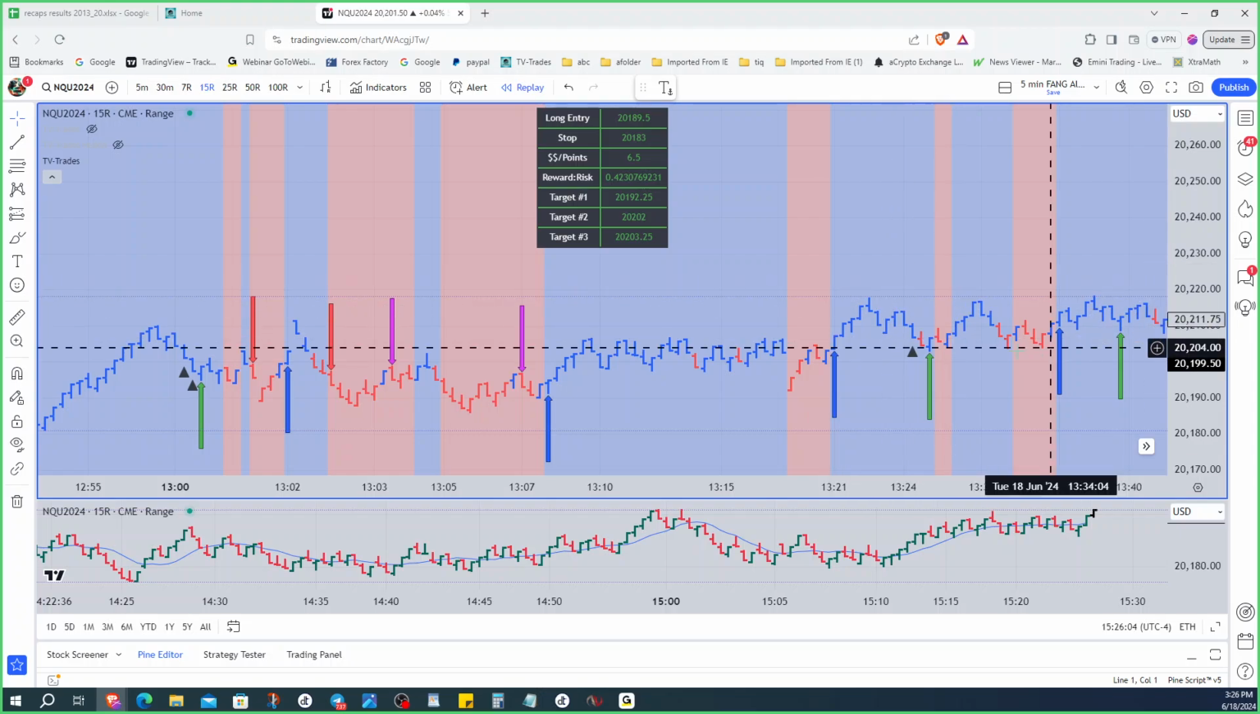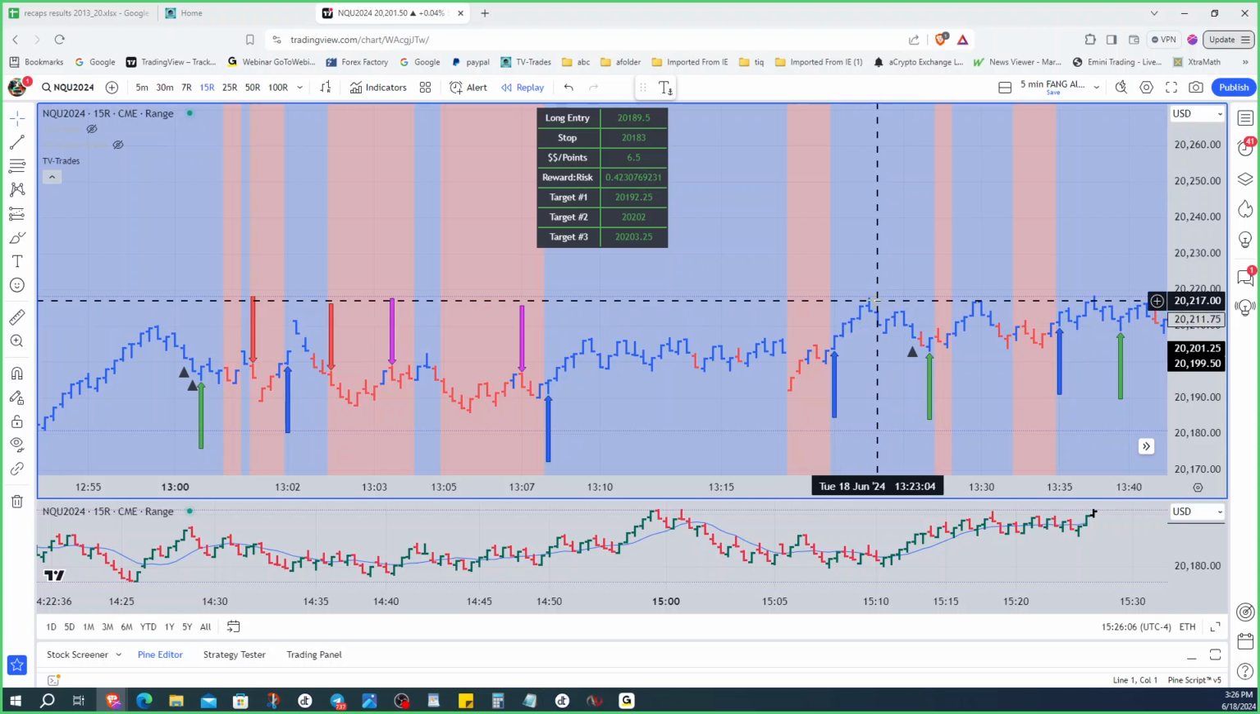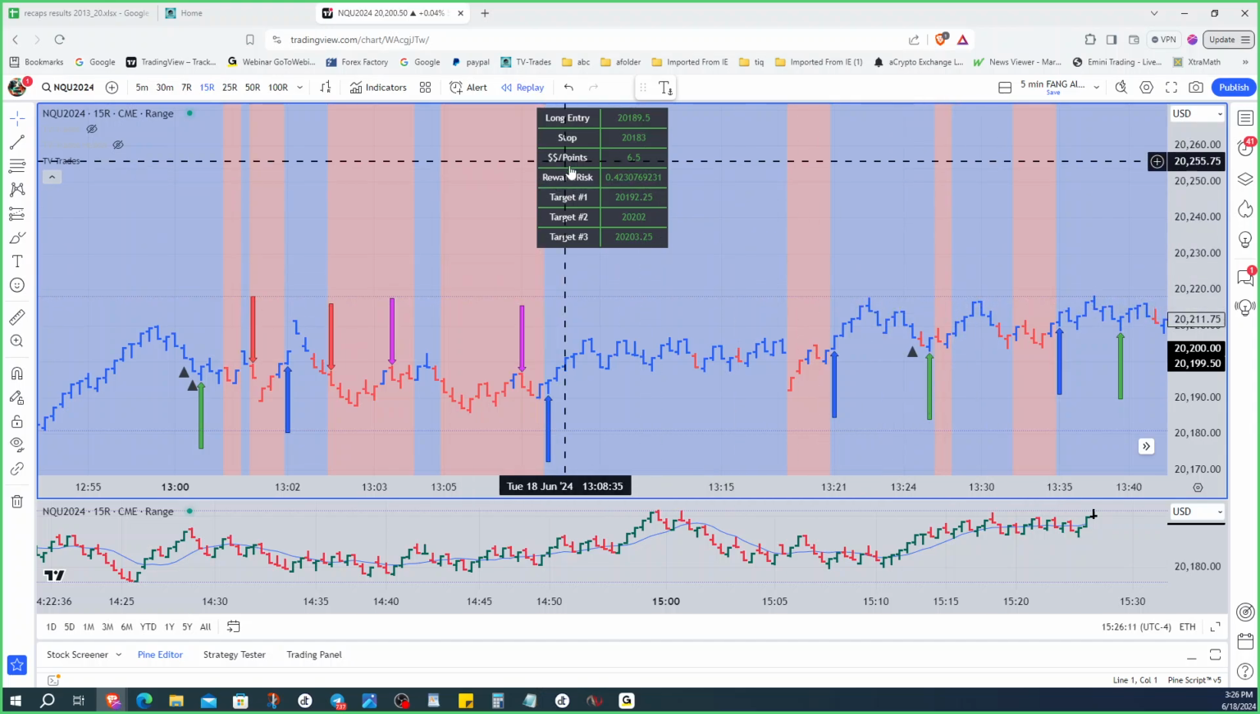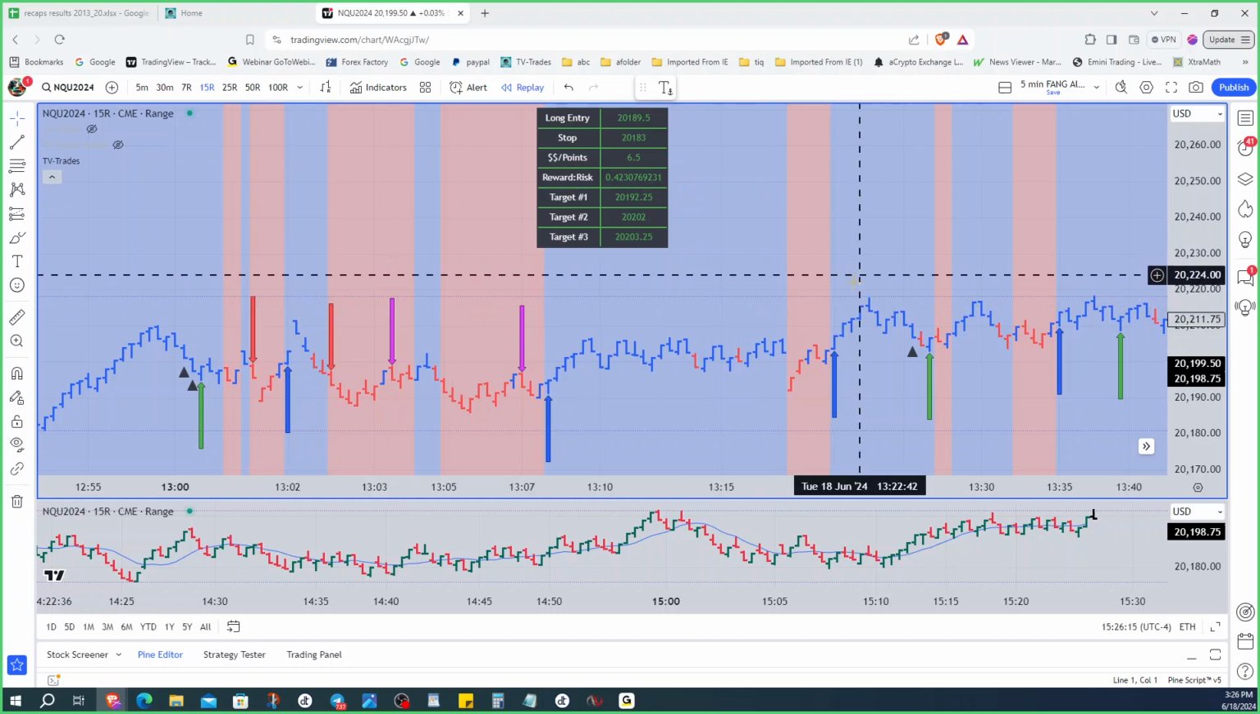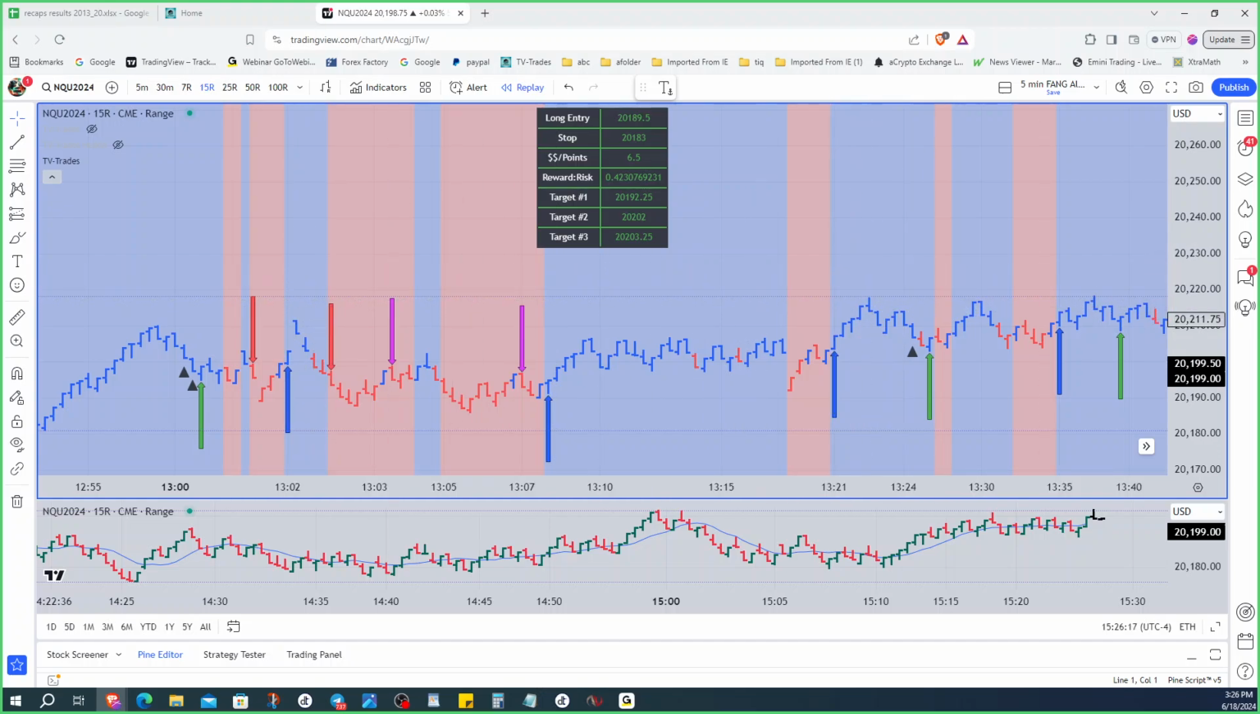So how you exit the trade is up to you. I generally exit with a trailing stop more often than with a target. But you can put the targets up here. That's why we have the targets, because the targets are looking left to find those areas that it should go to for you.